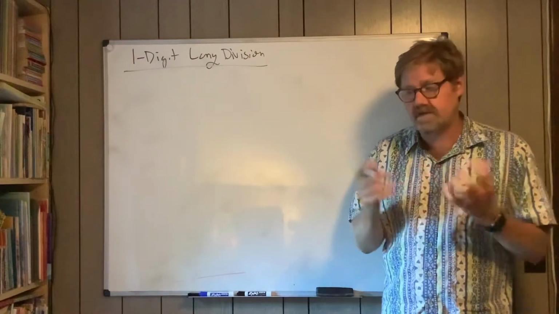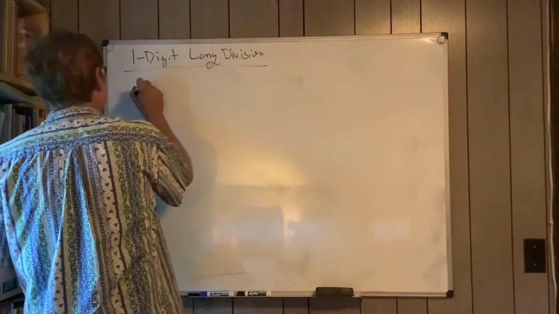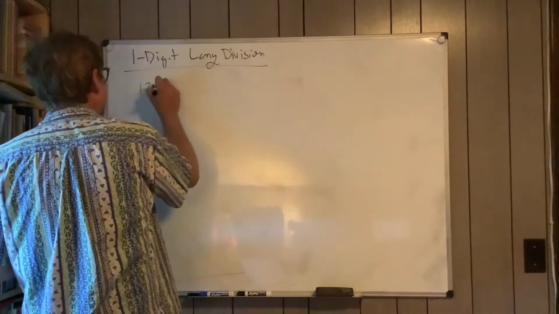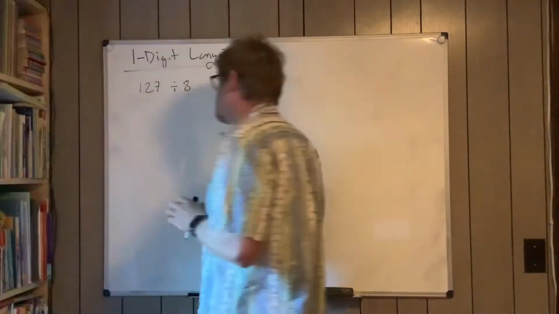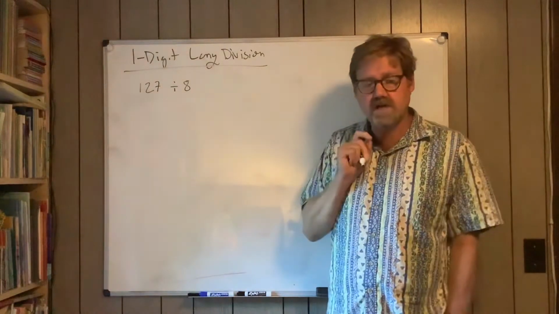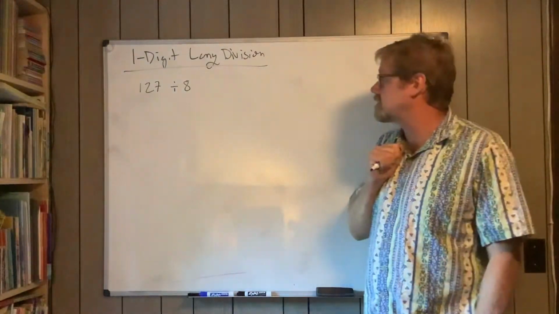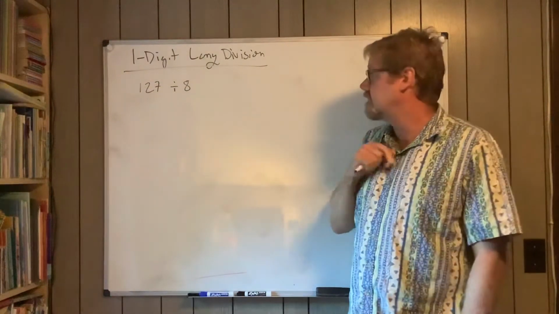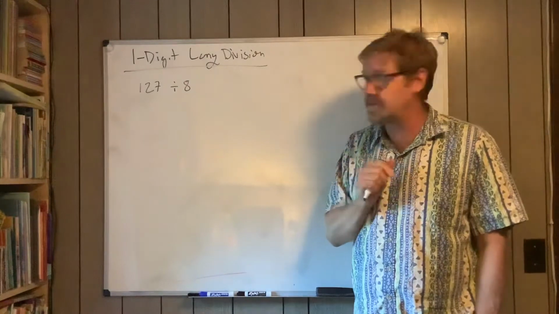If I just have a relatively simple example, say 127 divided by 8, this might be a little challenging for mental math, but it's a nice problem for long division to figure out both the whole number quotient and any remainder that there might be.